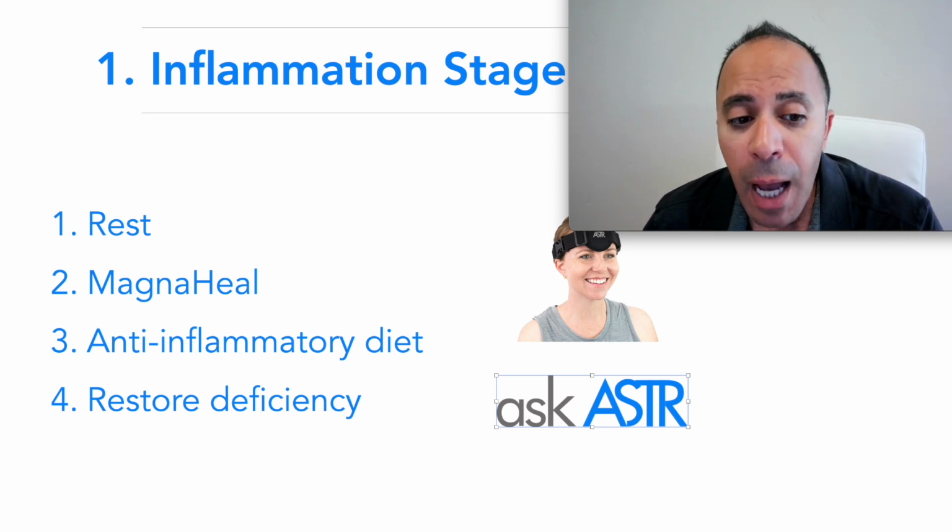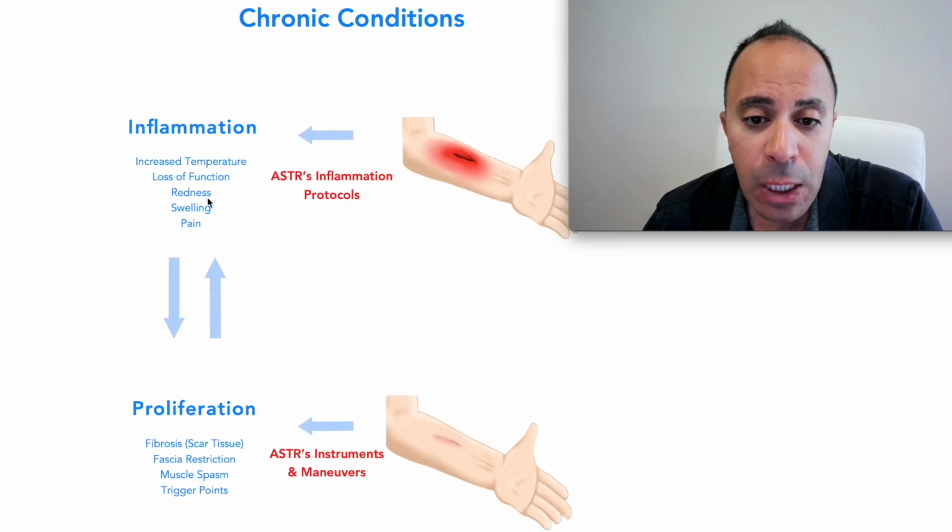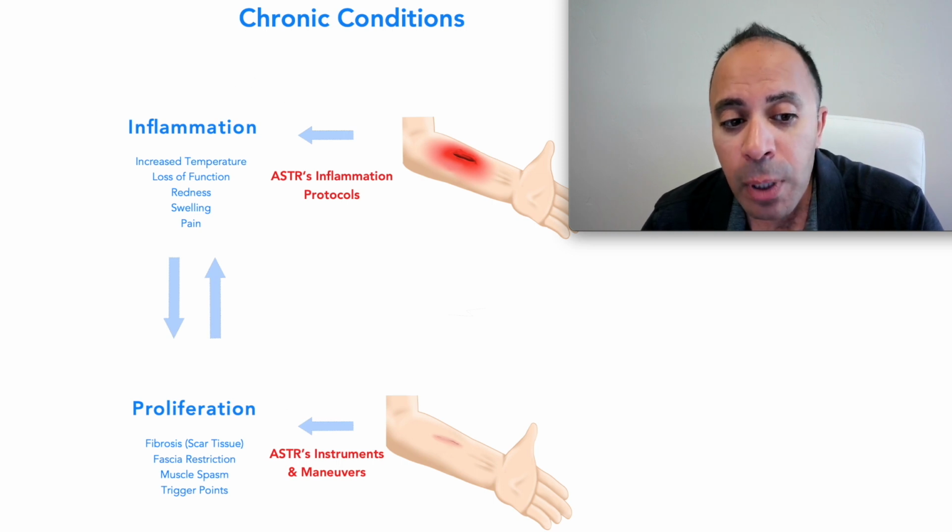The other thing we have to work on simultaneously is the proliferation stage to really break that vicious cycle. So when I work on the proliferation stage, I have to work on everything here.